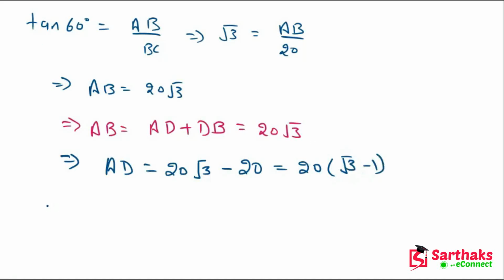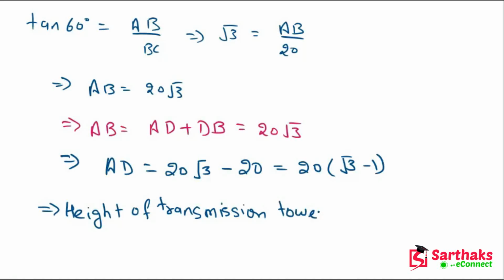So the height of the transmission tower is 20 (root 3 minus 1) meter. This is our required answer. My dear friends, I hope you get this point. So now let's move on.